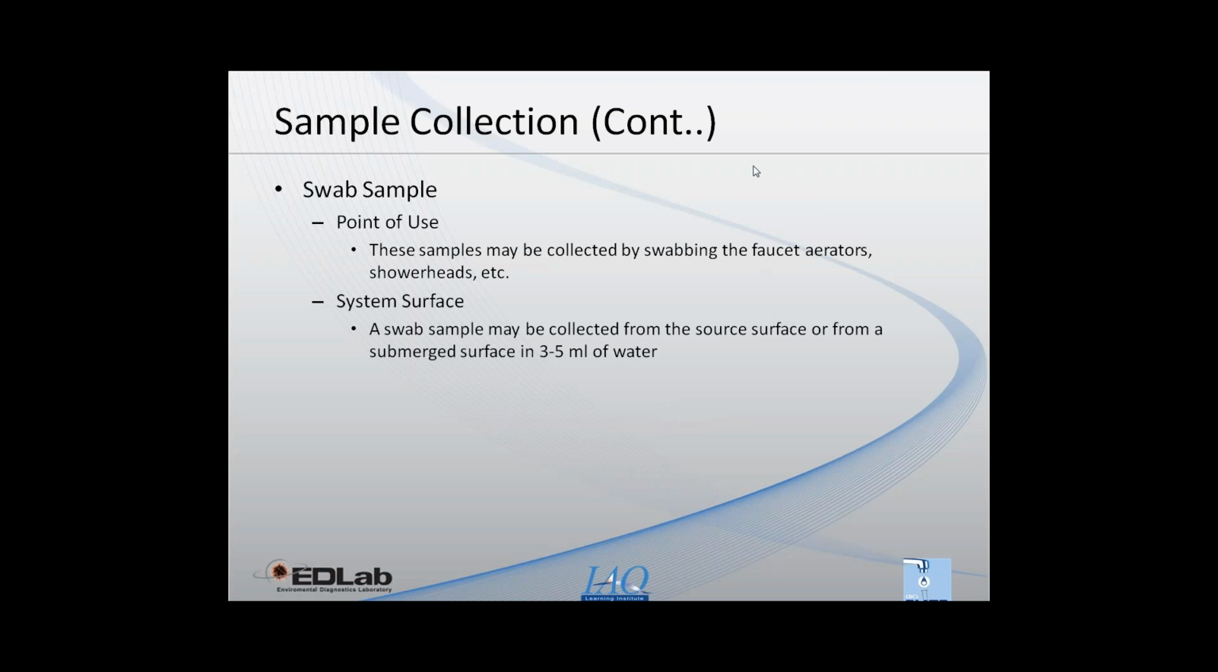Now back to the sample collection. The next sample was a swab sample. That can be done from the point of use, as Dr. Sahay was showing us earlier, from things such as faucets to shower heads, etc. You can use a swab and go over that surface and collect any sort of water or debris that may be on there. Afterwards you want to submerge it in 3 to 5 milliliters of water, and that will let you transport it and try to detect it for Legionella.